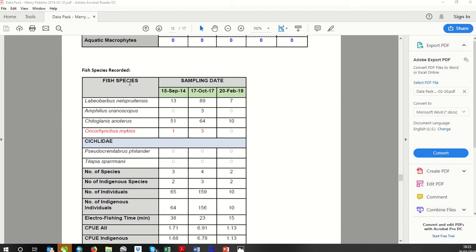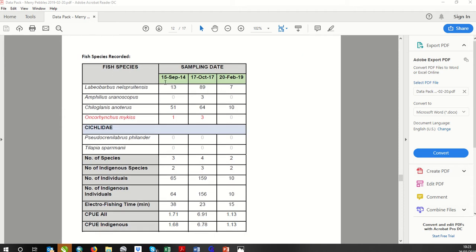If you look at the fish species that were recorded, you can see that they have these 6 species that I assume they suspect should occur in the study area. Labeobarbus natalensis. Wow, what's that, guys?